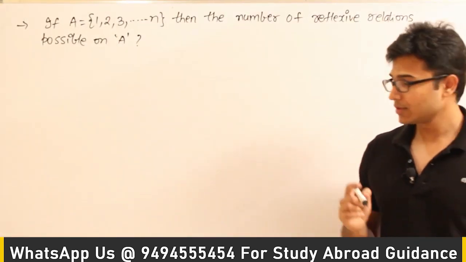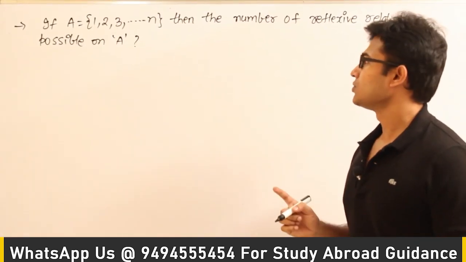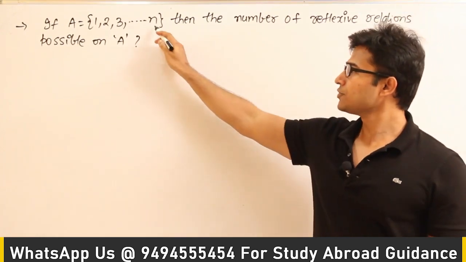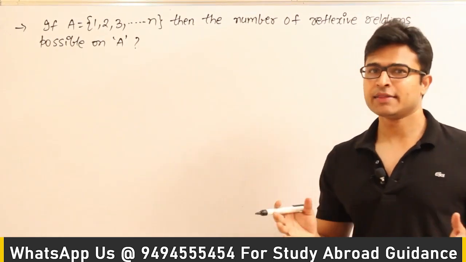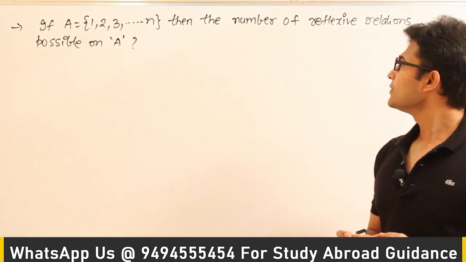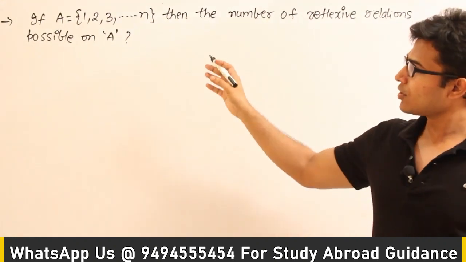Now let's see this question. If capital A equals {1, 2, 3, so on, n}, which means A contains n elements, then the number of reflexive relations possible on A.